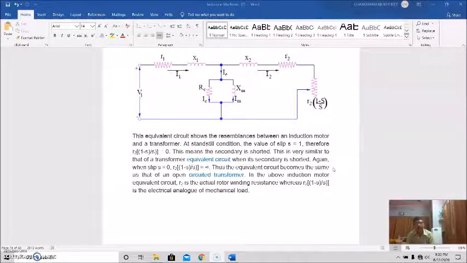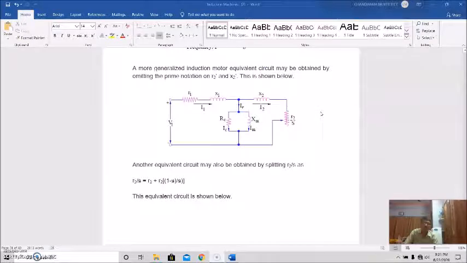So R2 into (1 minus S) by S, this portion, if S is 1, what is the value of this portion? This will be 0. Okay. So what does it mean? It means the secondary is shorted. So this is similar to that of a transformer equivalent circuit when the transformer secondary is shorted. Let us see whether that figure has come or not. Yes, that has come.